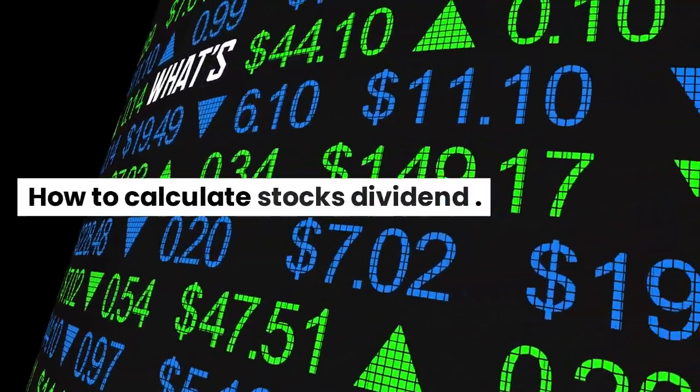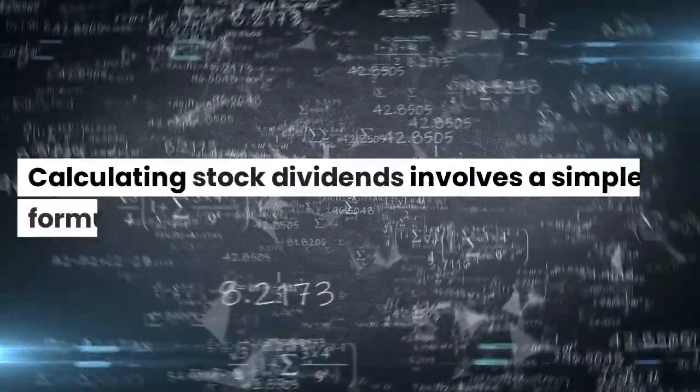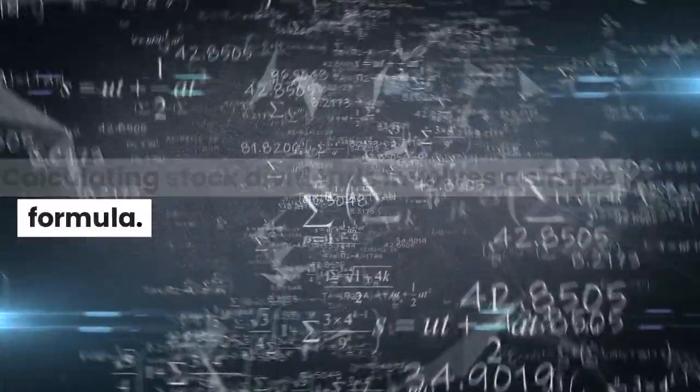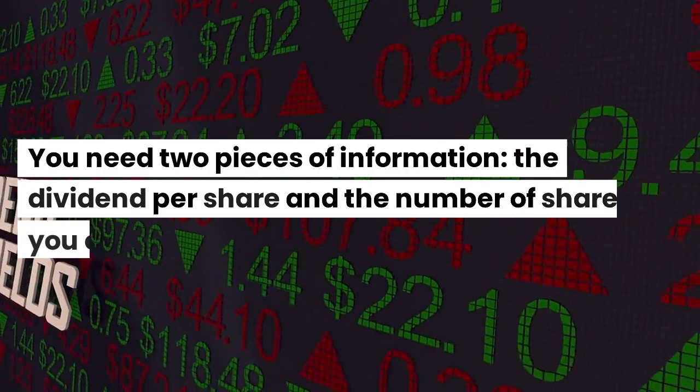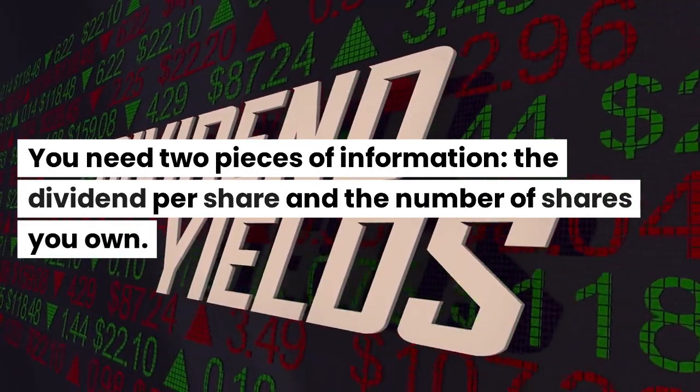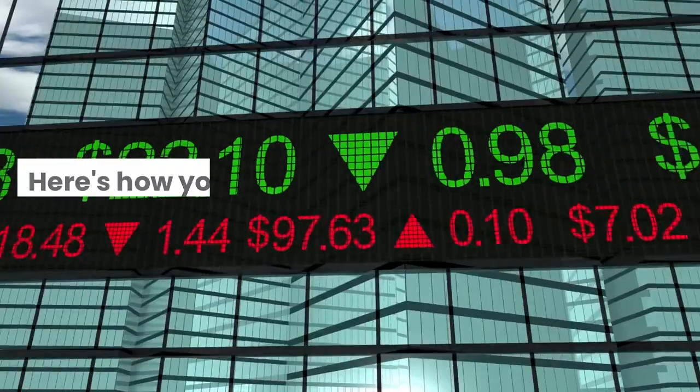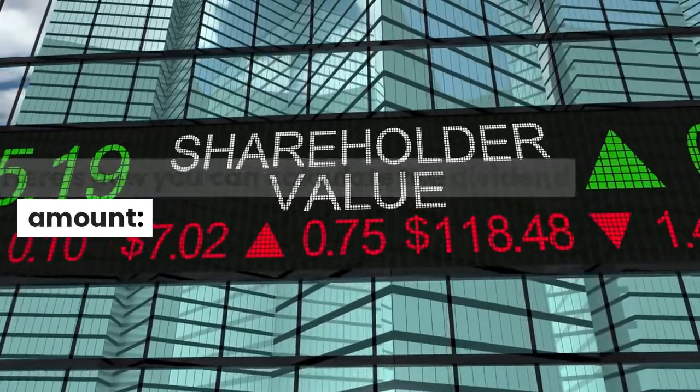How to calculate a stock's dividend. Calculating stock dividends involves a simple formula. You need two pieces of information: the dividend per share and the number of shares you own. Here's how you can calculate the dividend amount.